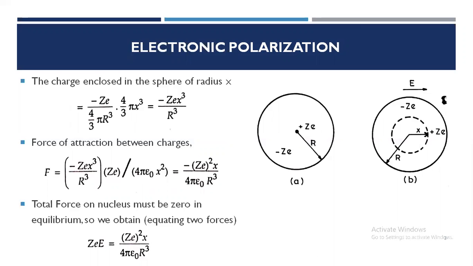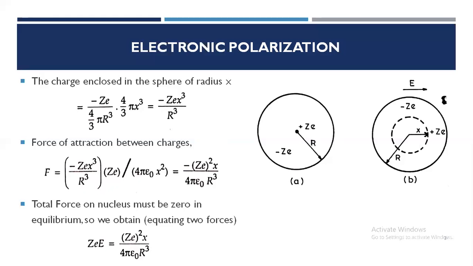A simple model of an atom on which to base the calculations of electronic polarization is that of an atom having a positive nucleus of charge, indicated as Ze. Z is the atomic number of the atom and e is the charge of the electron. The nucleus is surrounded by a spherical negative cloud of charge having a magnitude minus Ze.